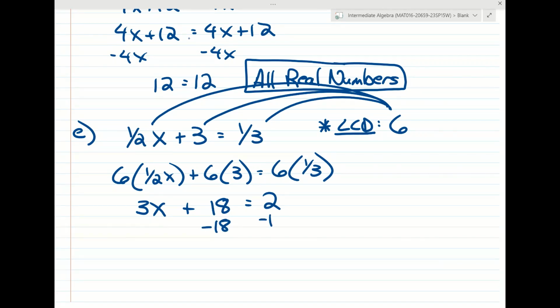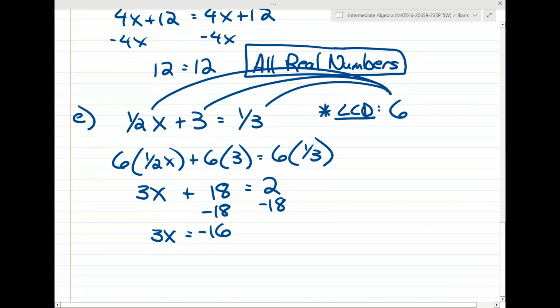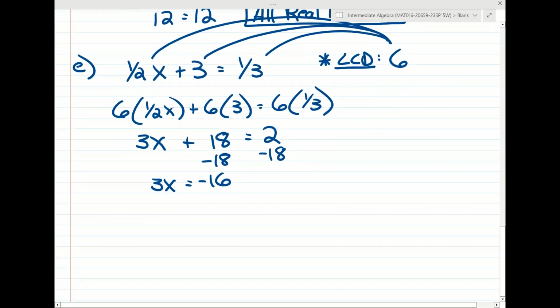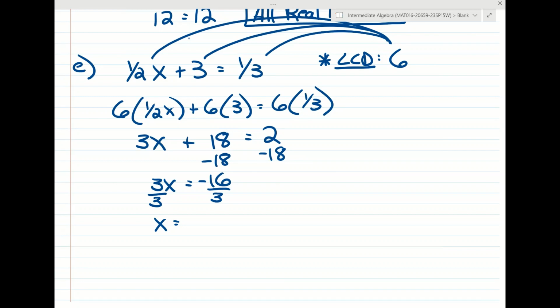We subtract 18 on both sides. We get 3x is equal to -16. And then just dividing by the 3 because we want x by itself, we get x is equal to -16/3.